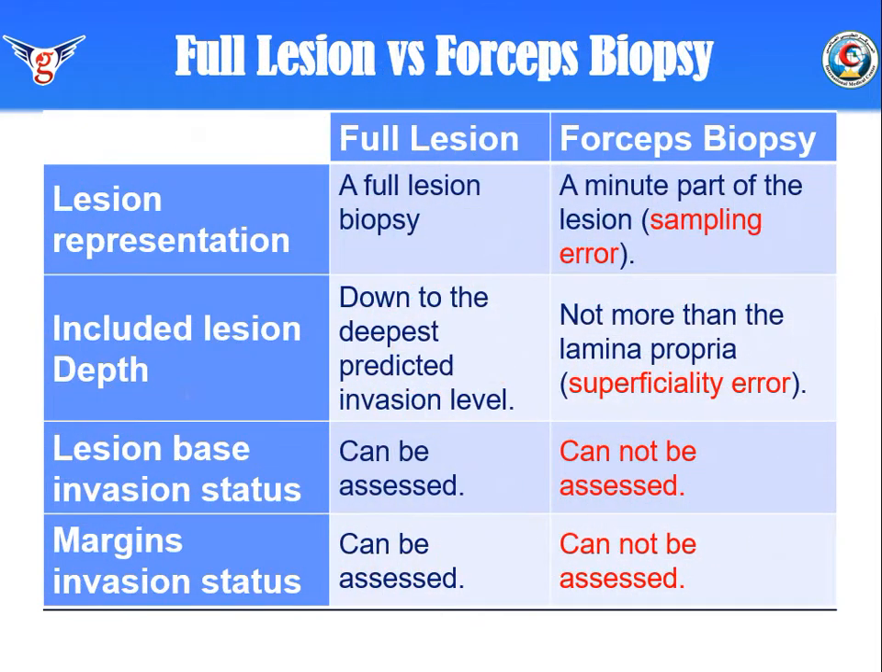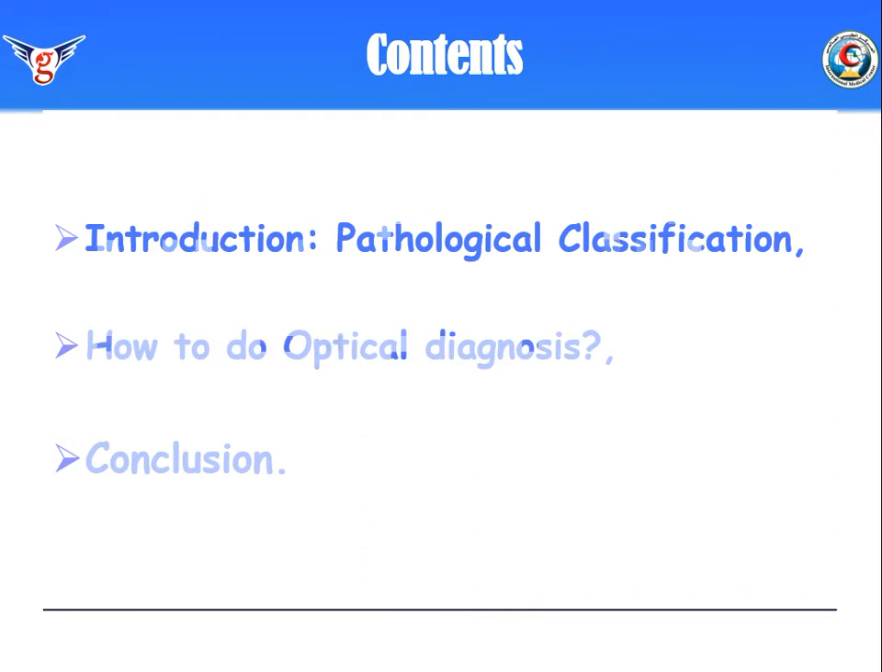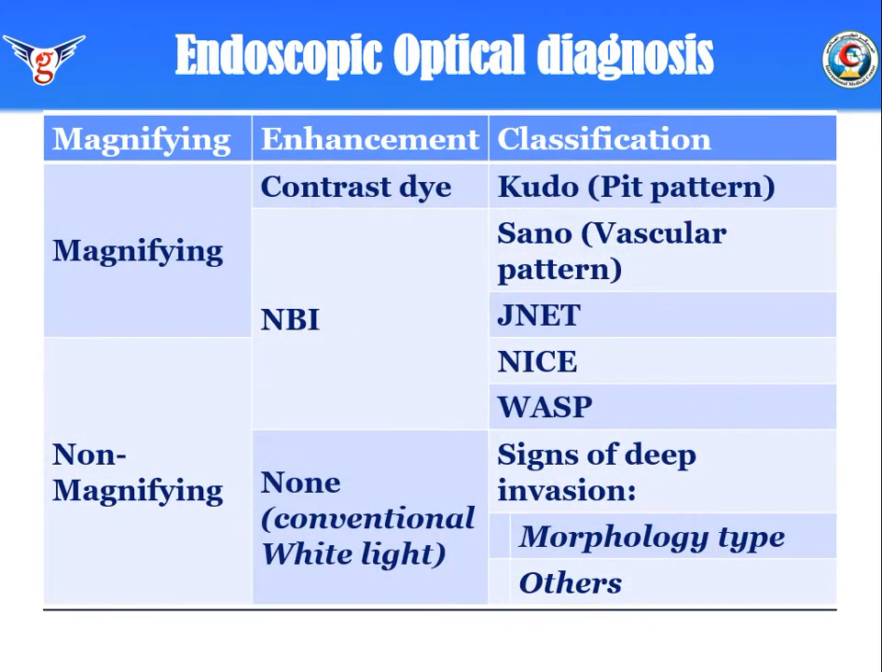These days, treatment decision is no more based on the forceps biopsy, because it can assess only the cell atypia but cannot assess the depth of invasion, which is essential to know the histopathological type of the neoplastic lesion. Now, how to optically diagnose the histopathological type of the lesion in order to make a treatment decision? The answer is by using a number of validated classifications and signs.